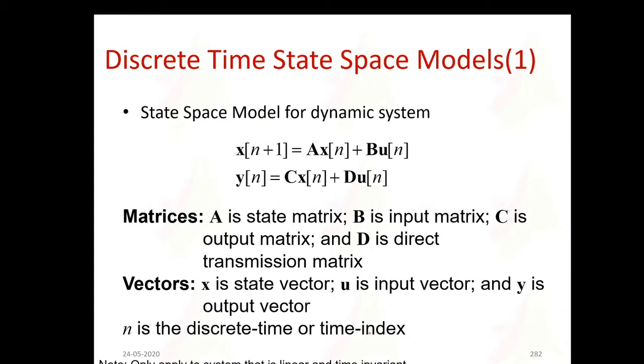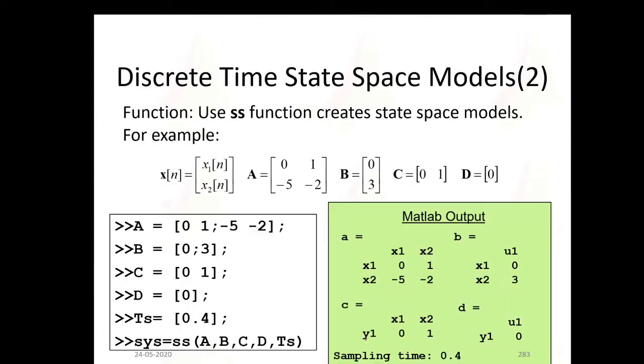So this is the discrete time state space model. Previously, I gave the continuous time state space model. Here it is going to be the discrete time state space model. So I am giving A, B, C, D, and giving the sampling time also, 0.1. So this is the way of defining the discrete time transfer function.